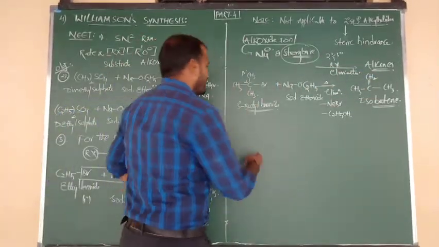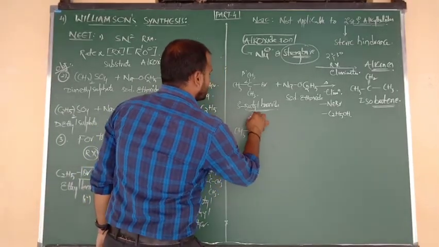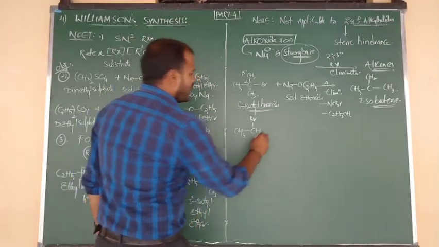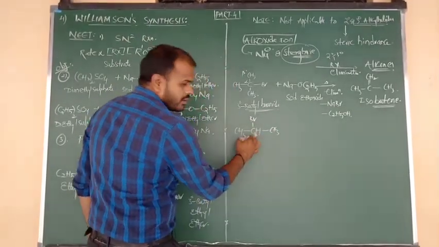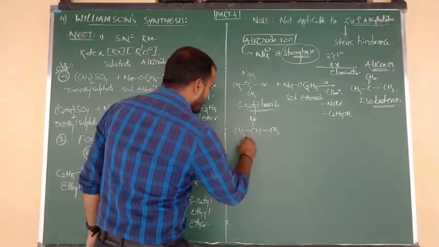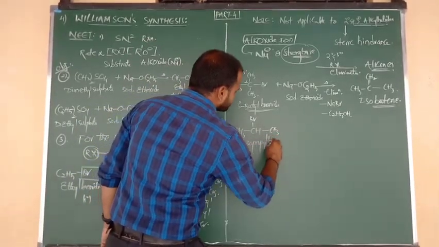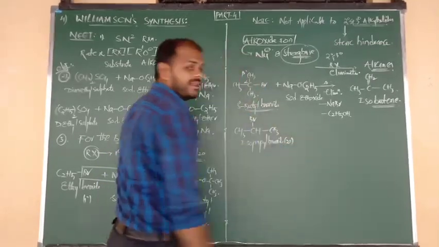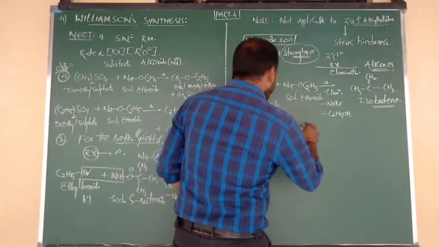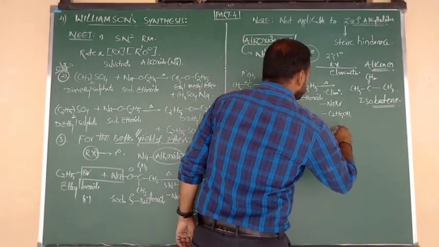Suppose a secondary alkyl halide, CH3 bonded to CH, which is connected to Br, and again bonded to CH3. What is the name of this compound? 2-bromopropane, and also we can say isopropyl bromide. Which alkyl halide? Secondary alkyl halide. Upon reaction with sodium alkoxide, NaOC2H5.